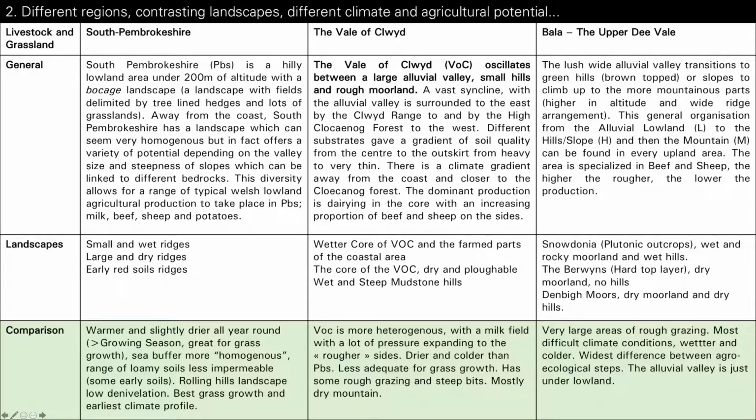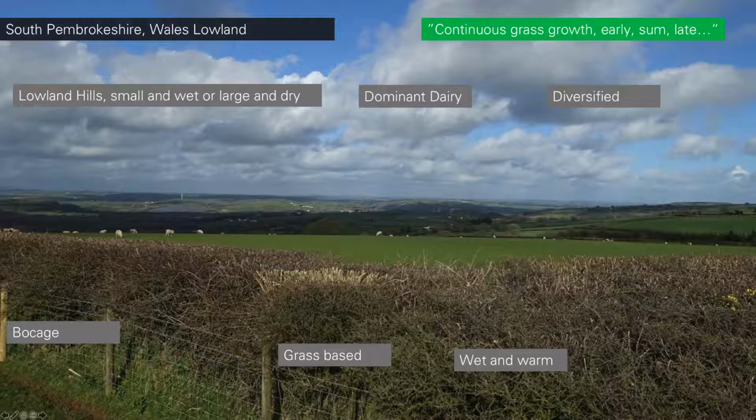So I was going to show you this to compare the 3 study areas that I've gone through, but instead I went for some pictures. The first one is South Pembrokeshire, a rolling hill landscape, the smoothest of all. We have a relatively low amount of steep ground in Pembrokeshire, and we don't have any rough grazing.